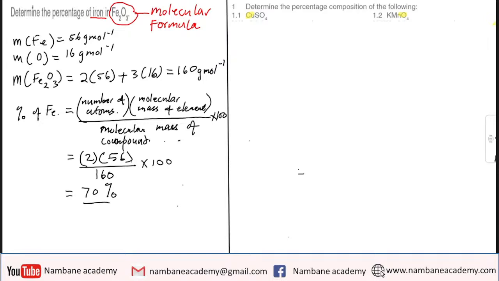Remember, we said we are busy with quantitative aspects of chemical change, which is the measure. We are interested in the quantity thereof. It basically says 70% of iron oxide is composed of iron. So this is how you go about calculating the percentage composition of an element in the molecular formula.